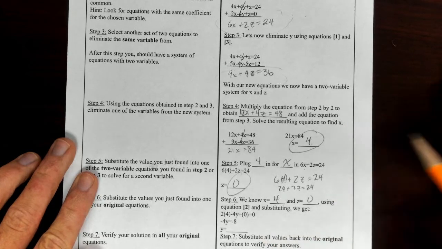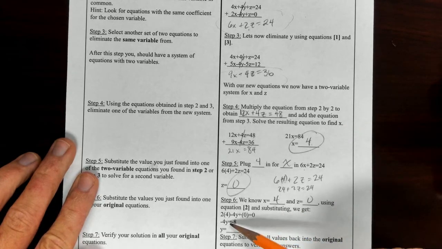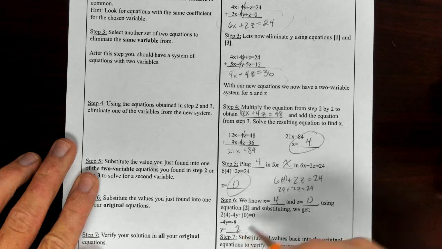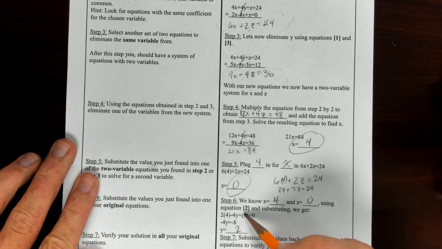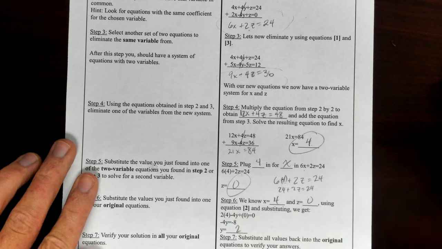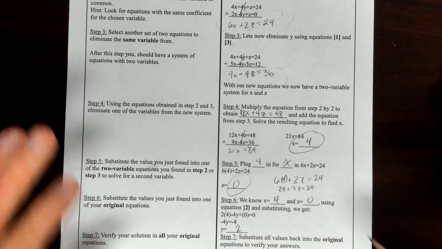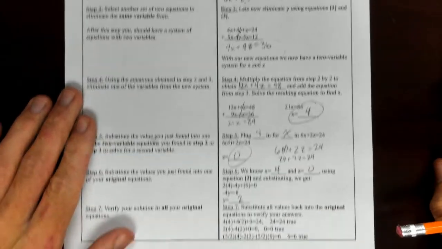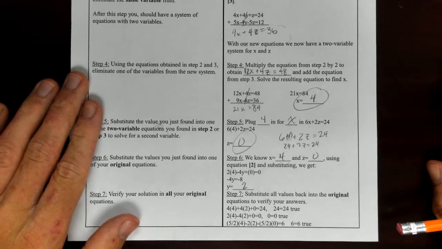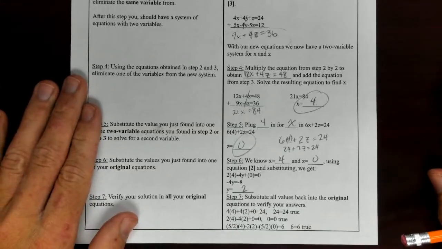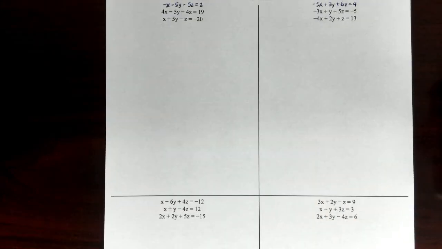Using equation 2, and we substitute it back in, we get that y equals 2. 2 times 4 minus 4 times y plus 0. So 8 minus 4y equals 0. And we solve there. Now we can always, again, check ourselves, substitute them back in, and make sure they work. Let's turn them over. Let's do another example. So let's look at example number 2.